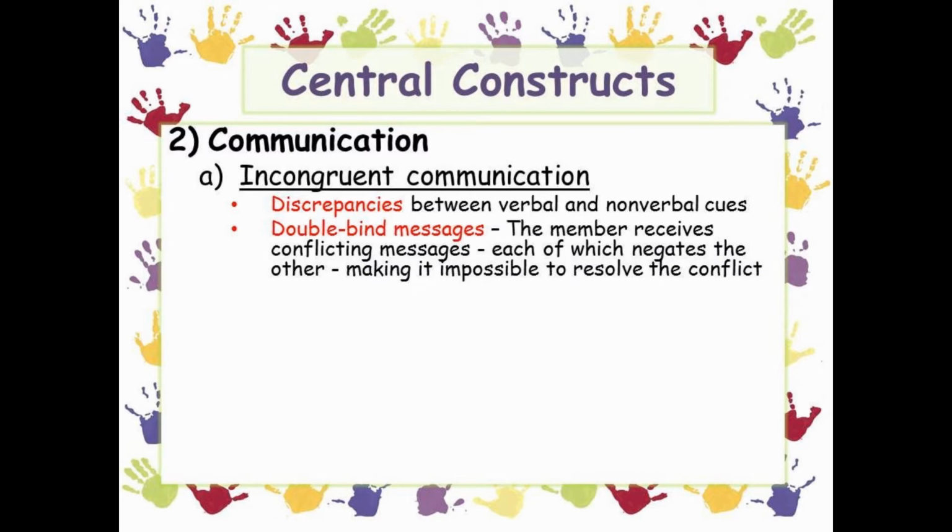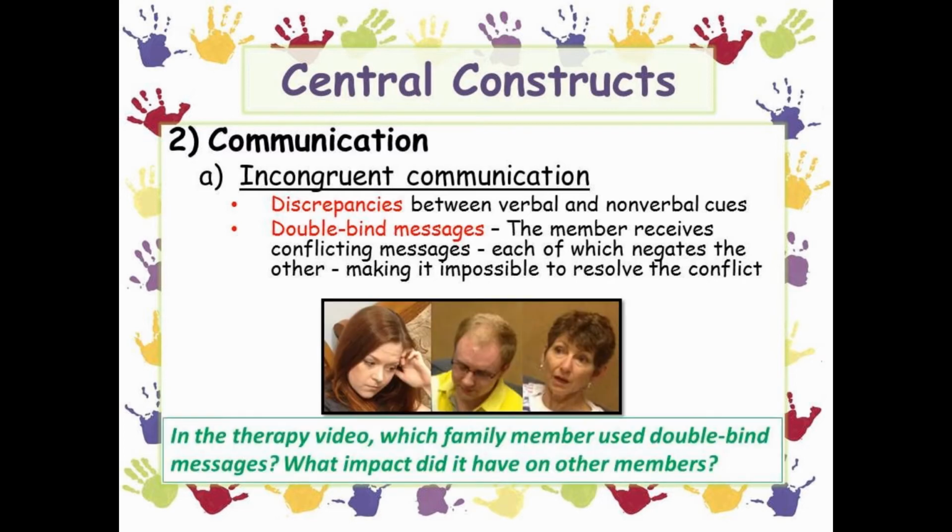Another important aspect of incongruent communication is double-bind messages, in which the family member receives conflicting messages, each of which negates the other, making it difficult or even impossible to resolve the conflict. In the therapy video, which family member used double-bind messages when communicating? What impact did it have on other members of the family?